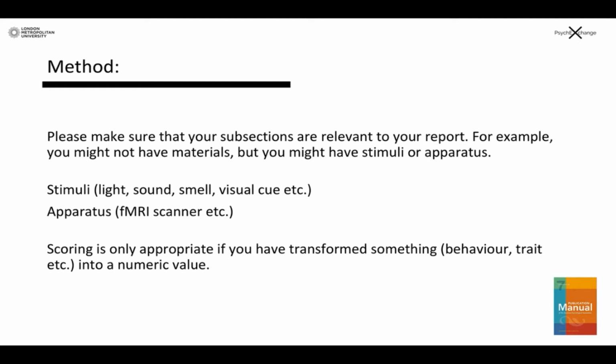Okay, so scoring is only appropriate if you have transformed some sort of behavior into a numeric value. For example, when you have numerical scores from a questionnaire, or when you have scores from an observation sheet. These are the only times that you will have a scoring section within your methodology.